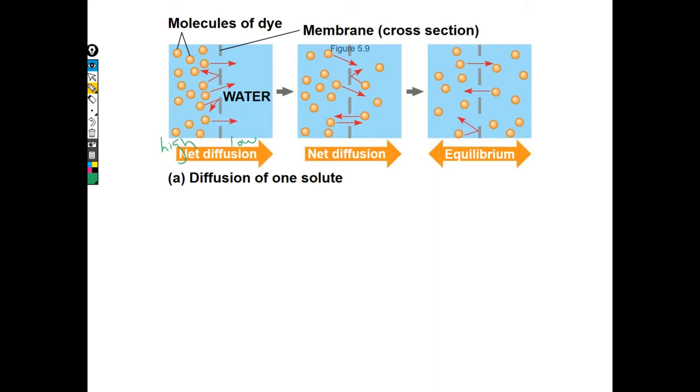Okay, so in this case, we're a small molecule. We can use diffusion, so we're able to cross that membrane. Shimmy, until we spread out evenly.